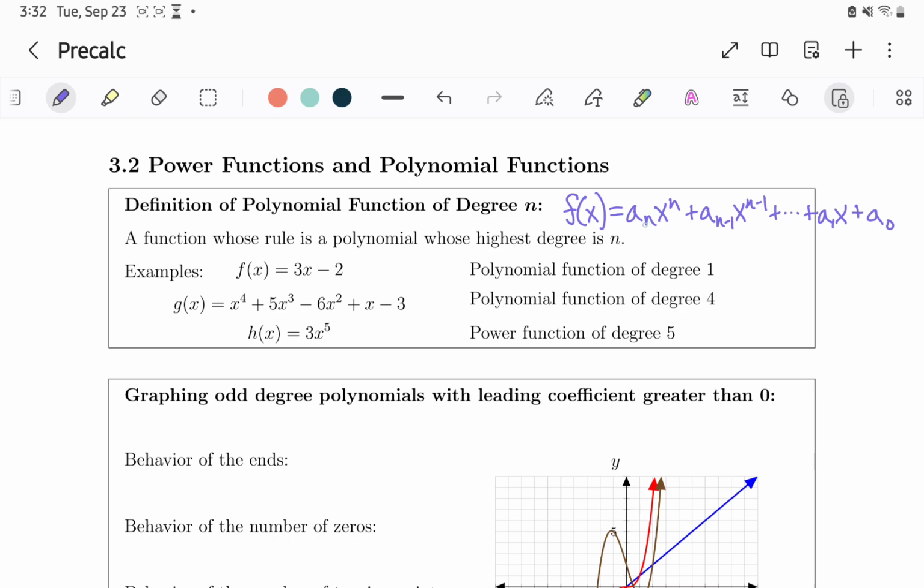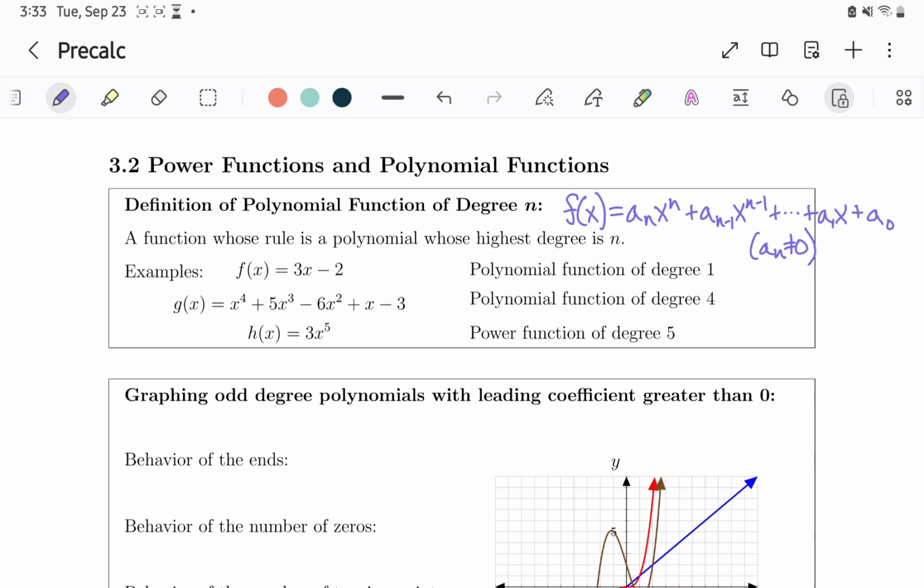Of course, here we would be assuming that a sub n is not 0. So I should put that. And of course, here n is just going to be some positive integer that is greater than 1. And the coefficients a sub n are just going to be constant real numbers.